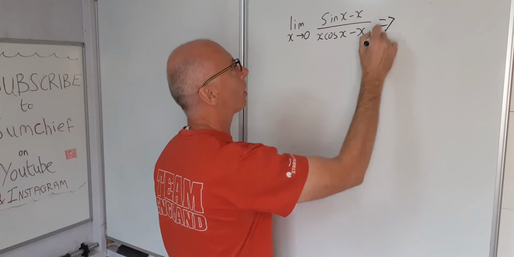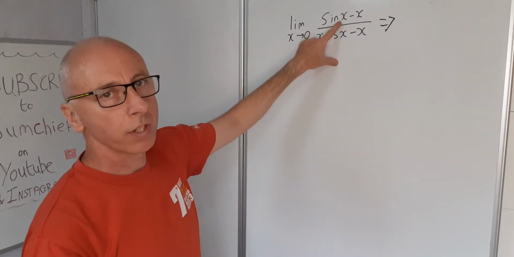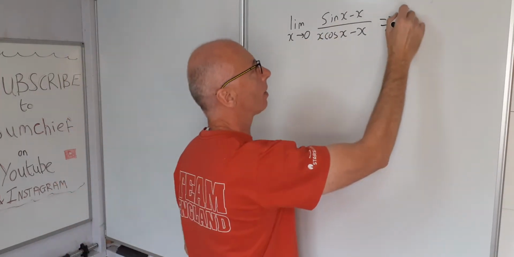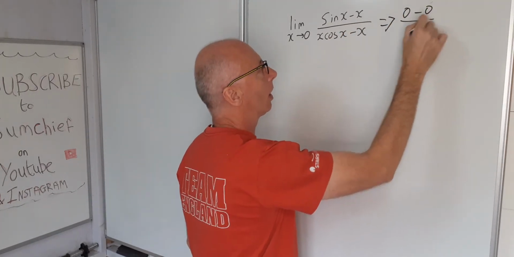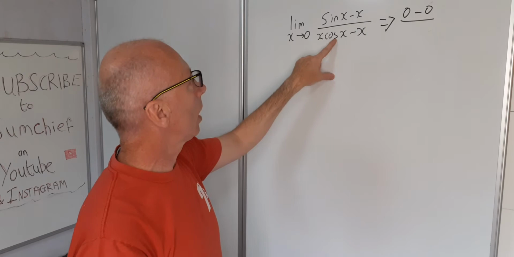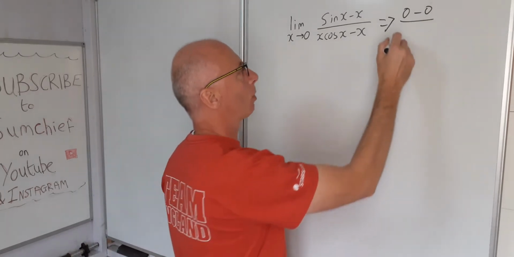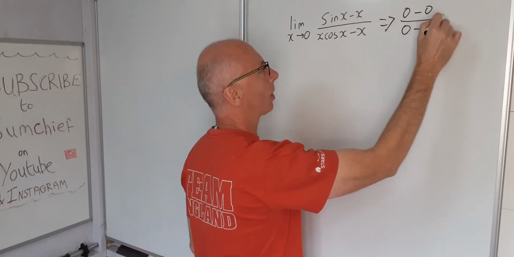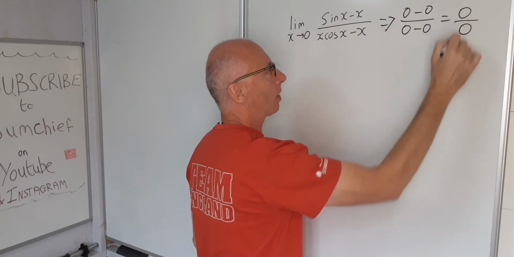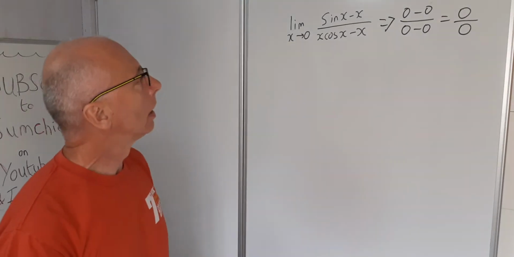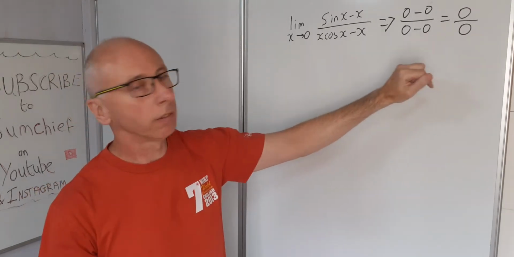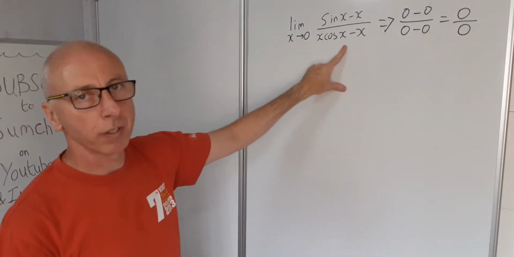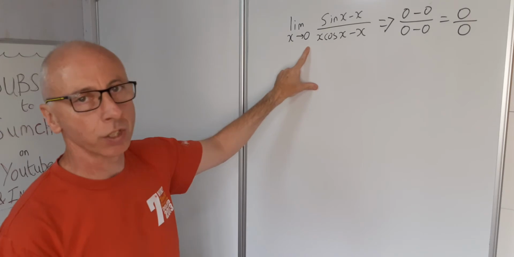So this leads us to sine of 0, that is 0, minus x, which is 0, and then 0 times whatever cosine of x will always be 0, and then minus another 0. So 0 over 0 situation, obviously undefined, so we need to find a solution with some other method to try and find the answer to this question.